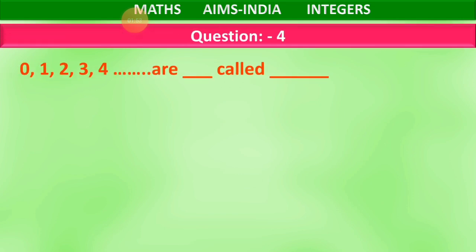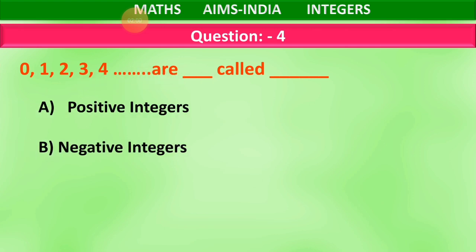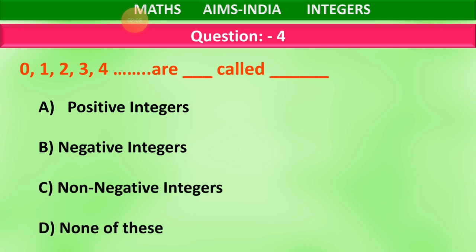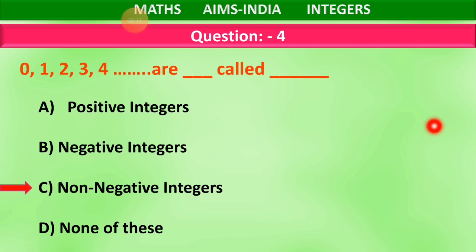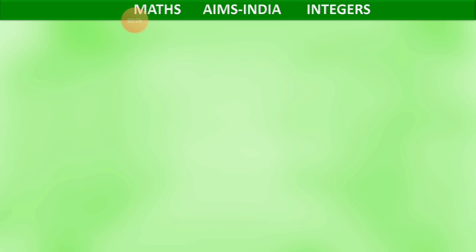Question number 4. 0, 1, 2, 3, 4 and so on are called dash. A. Positive integers, B. Negative integers, C. Non-negative integers, D. None of these. What are these? Read this carefully. 0 is also included. 0, 1, 2, 3, 4: these are non-negative integers. If we do not have 0, then 1, 2, 3, 4 are called what? They are called positive integers.